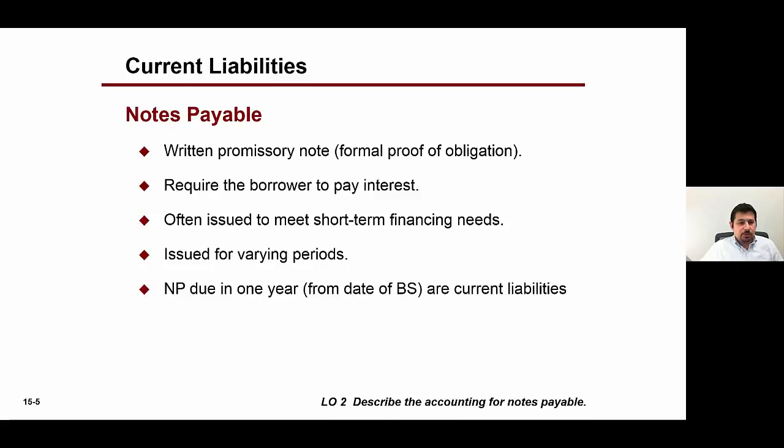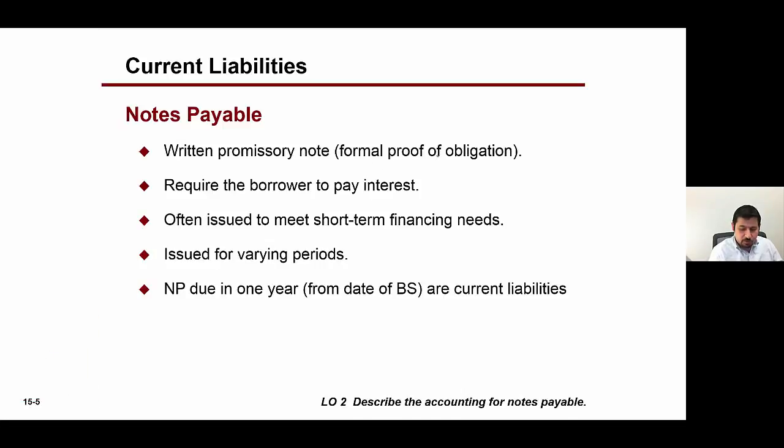The first type that we will talk about today is notes payable. This is the other side of notes receivable. So company A's notes receivable will be company B's notes payable. Like we mentioned in the previous chapter, with notes payable the company would sign an official, formal promise to pay a certain amount. This is a formal proof of obligation.